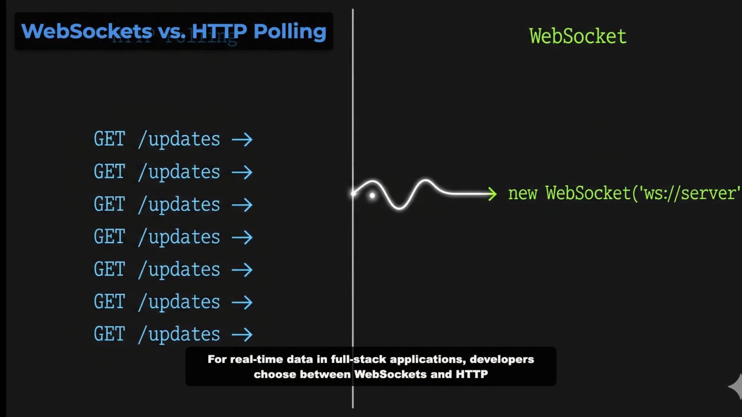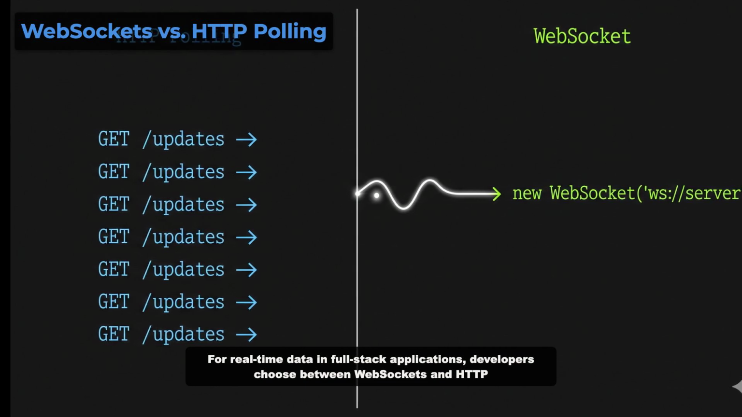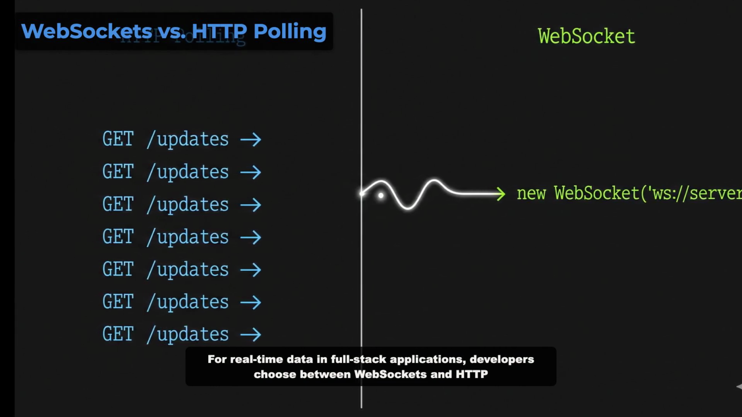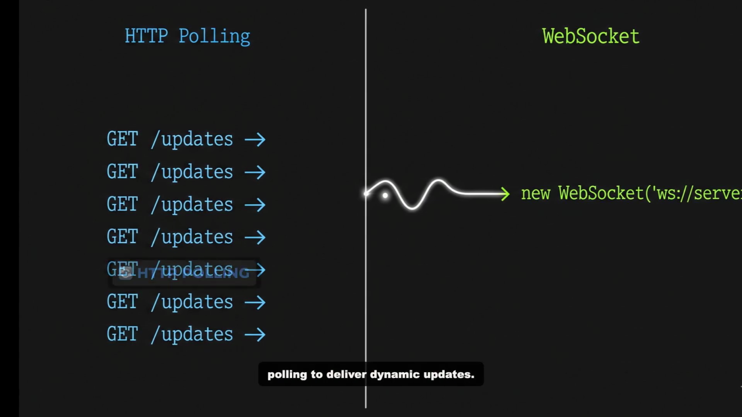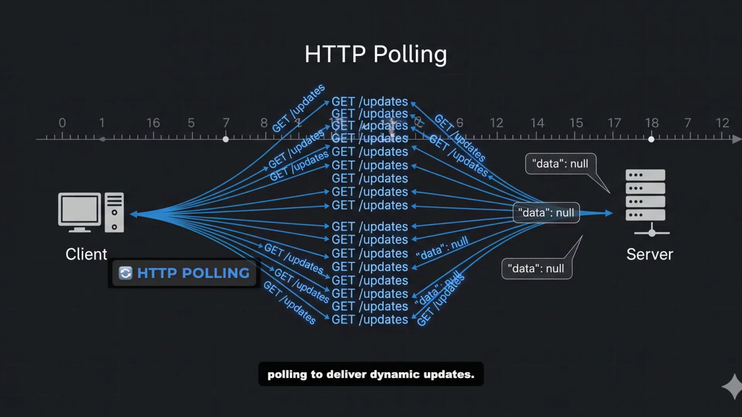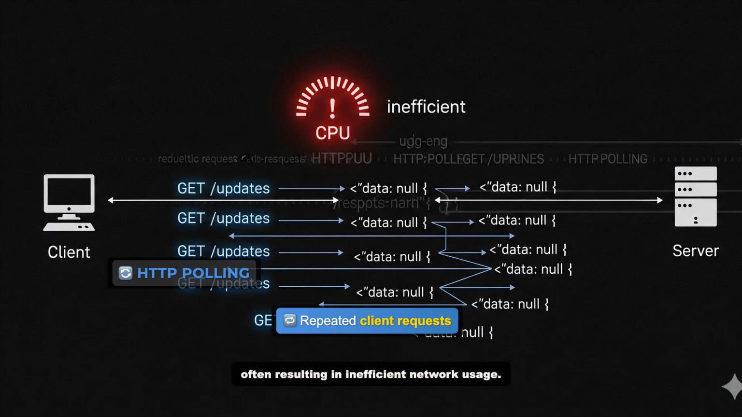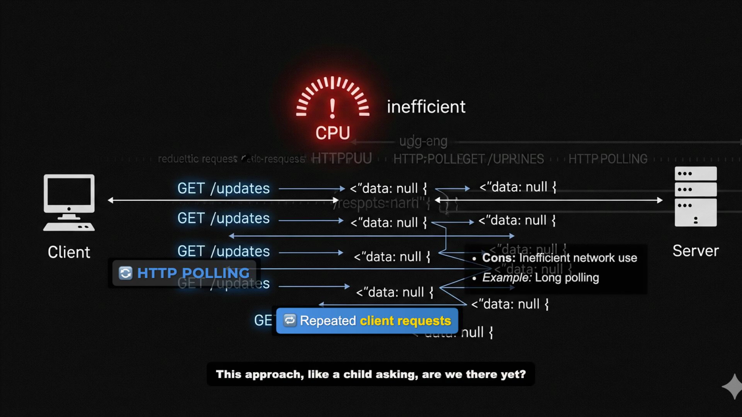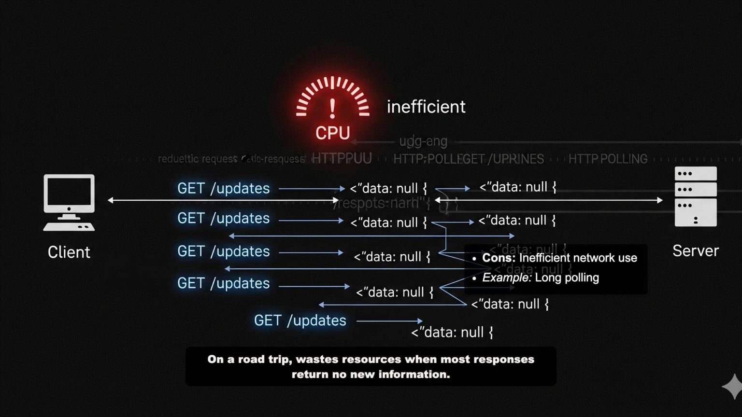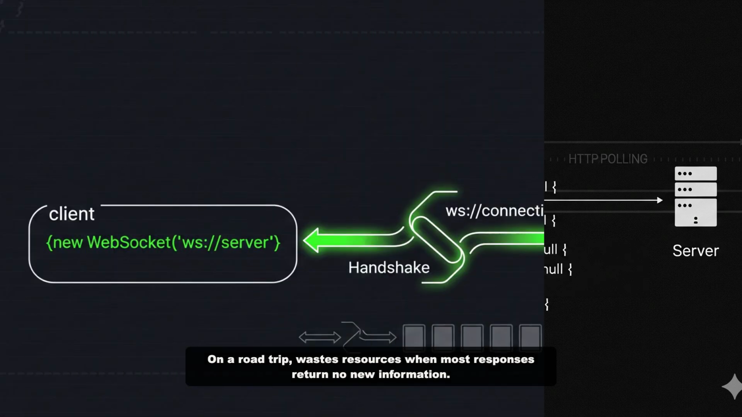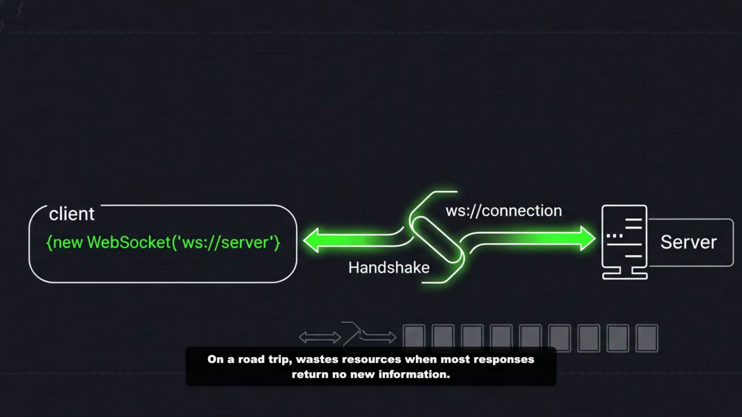For real-time data in full-stack applications, developers choose between WebSockets and HTTP polling to deliver dynamic updates. HTTP polling involves clients repeatedly sending requests to the server to check for new data, often resulting in inefficient network usage. This approach, like a child asking, "Are we there yet?" on a road trip, wastes resources when most responses return no new information.